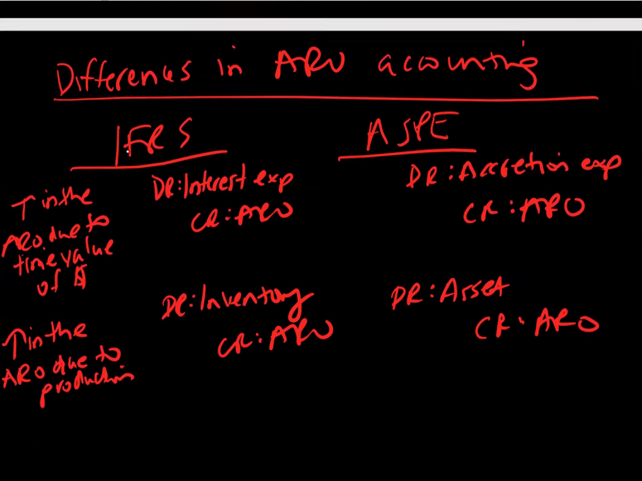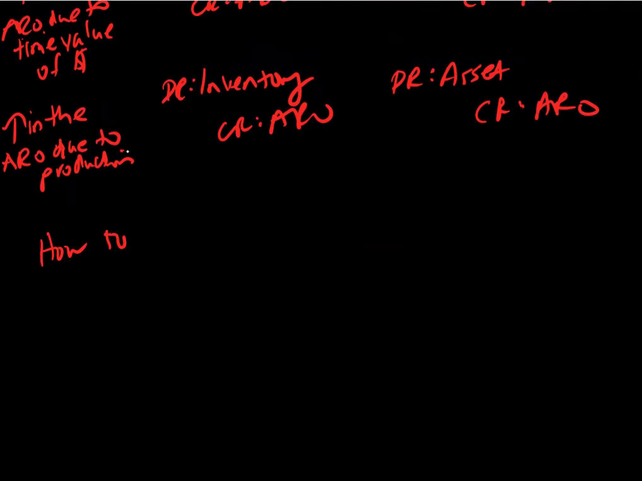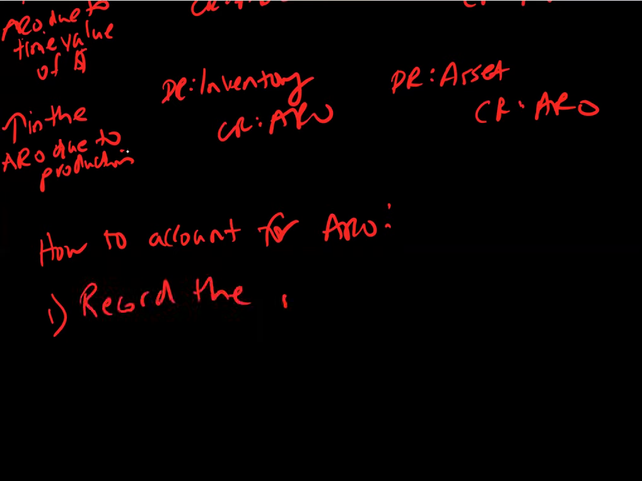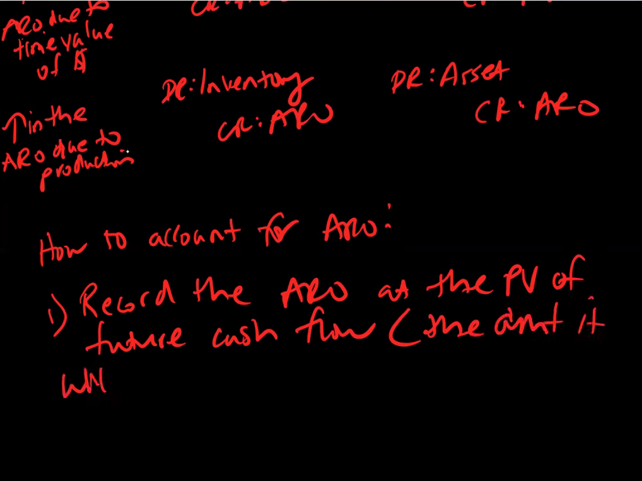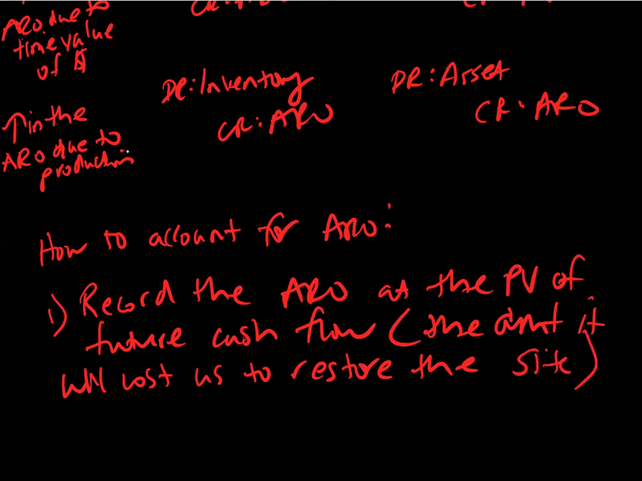If we want to just do a quick recap around how to account for the ARO, asset retirement obligations. So the first thing is we record the ARO at the present value of the future cash flow, or more likely the amount it will cost us to restore the site. So we know often we're told, listen, in 20 years, you're gonna have to restore the site and it's gonna cost you $10 million. And you'll be given a discount rate. And as long as you have that information, you can calculate this present value.